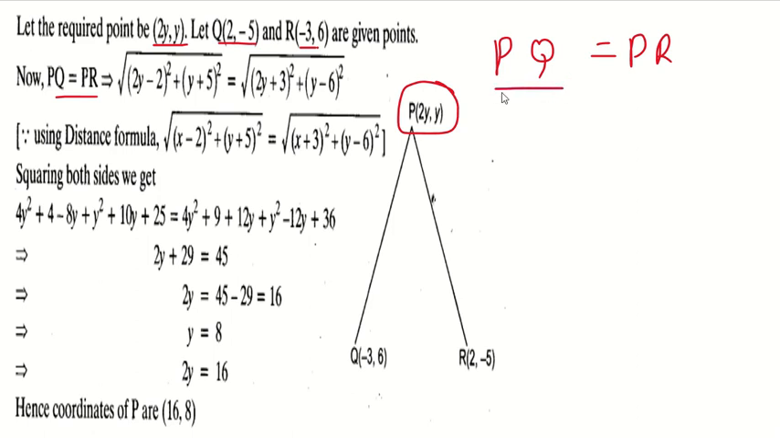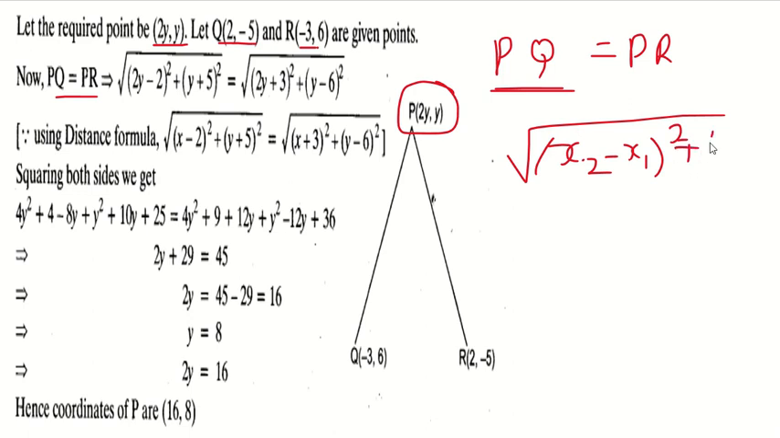Whenever you want to find the distance between two points, what is the formula we will use? Using the distance formula, what will you do? Square root of (x2 minus x1) the whole squared plus (y2 minus y1) the whole squared. This is the formula we will use for the distance. So the same distance formula we are using over here, right?